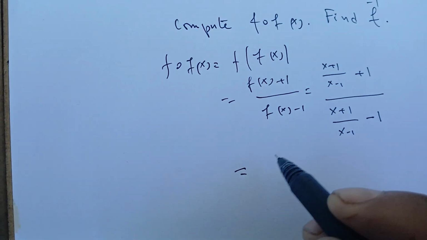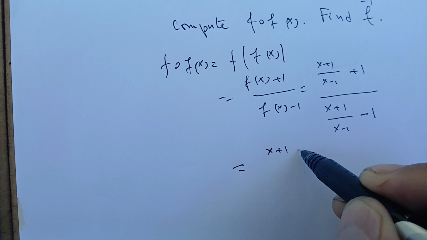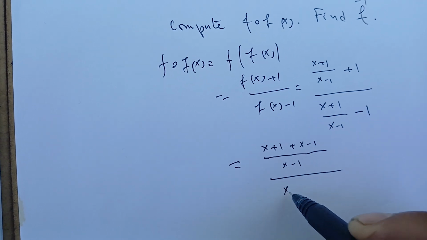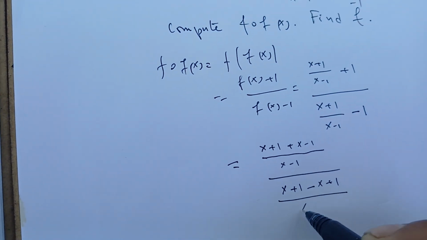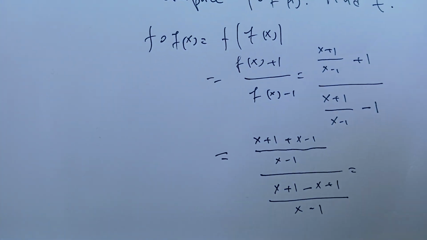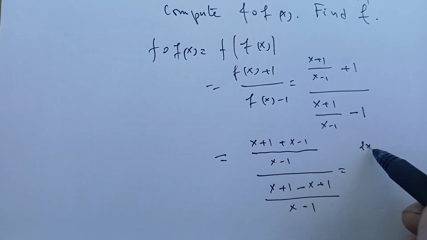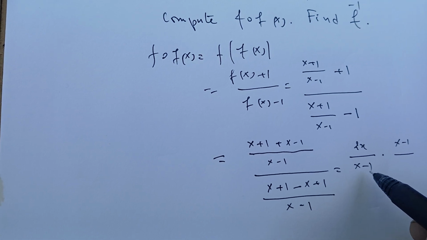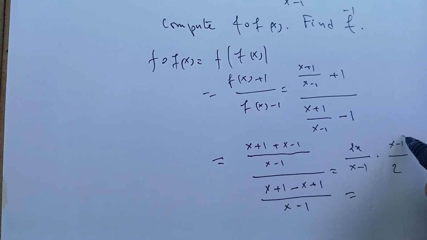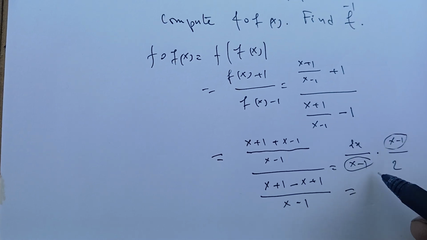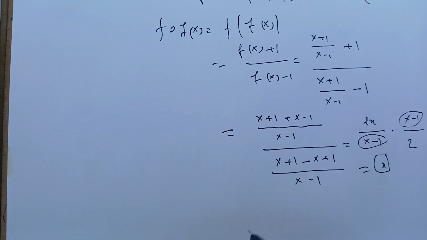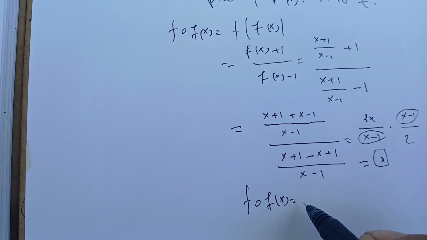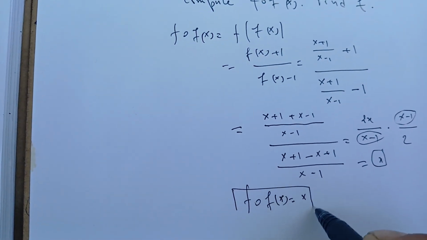We do the algebra, so we get x plus 1 plus x minus 1 over x minus 1. And here we have x plus 1 minus x plus 1 over x minus 1. So working everything out, we get 2x over x minus 1. So now we're going to flip x minus 1 over 2. That means since this one is not 0, this one is not 0, we can cancel, and we cancel by the 2, we get x. Okay, therefore f circle f of x is just x.